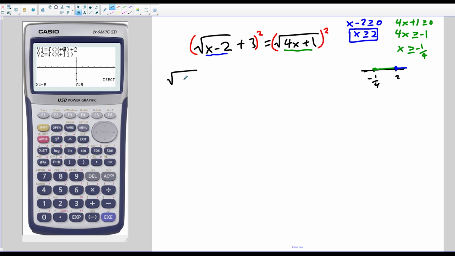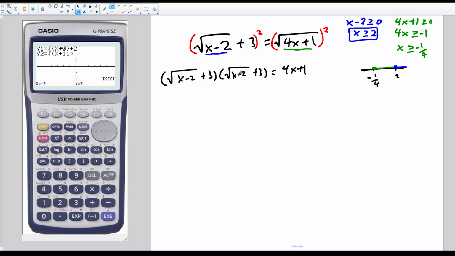And from here, we'll have the square root of x minus 2 plus 3 times the square root of x minus 2 plus 3 is equal to just 4x plus 1, since we squared the square root, and that 4x plus 1 comes out. Square root of x minus 2 times the square root of x minus 2 gives me x minus 2. And then here we'll have plus 3 square root x minus 2, and then plus 3 square root x minus 2, and then plus 9 is equal to 4x plus 1.